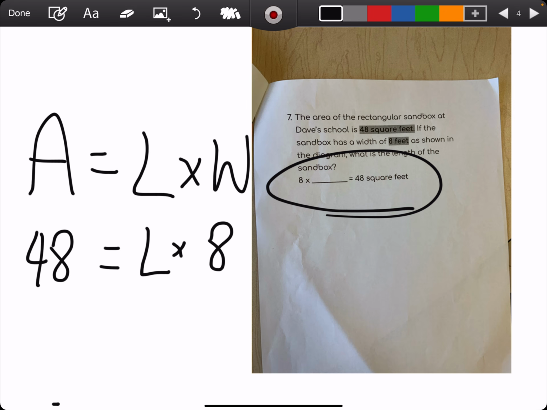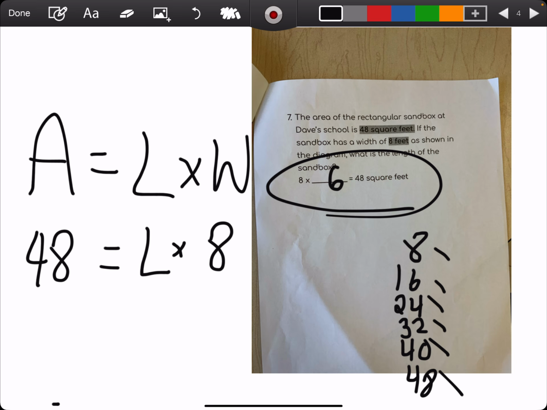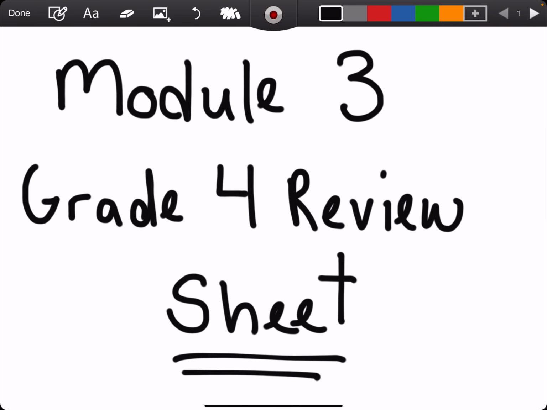So 48. Well, what times 8? Or 8 times what gives me 48? Well, 8, 16, 24, 32, 40, 48, sorry for the bells. 8 times 1, 2, 3, 4, 5, 6. 8 times 6 equals 48 square feet. Okay, that is your review sheet. I'll go back to the main screen. Any questions? Go over this.